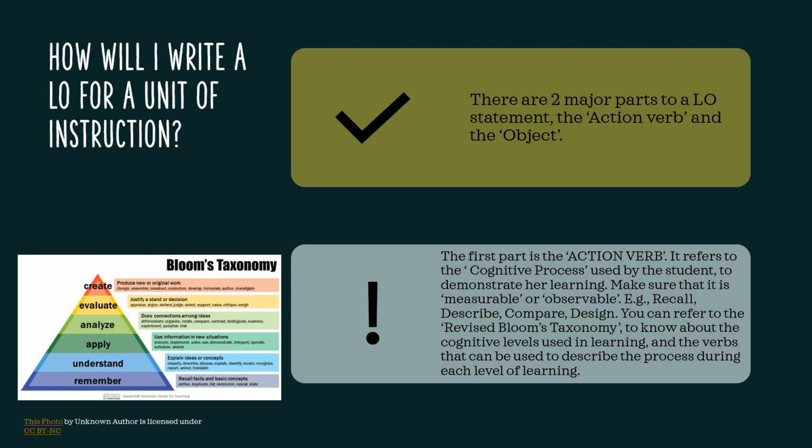Some examples are to explain, to describe, to compare, to design. A non-example would be to understand, because it is a verb which cannot demonstrate student learning. That is, it is non-observable and non-measurable.